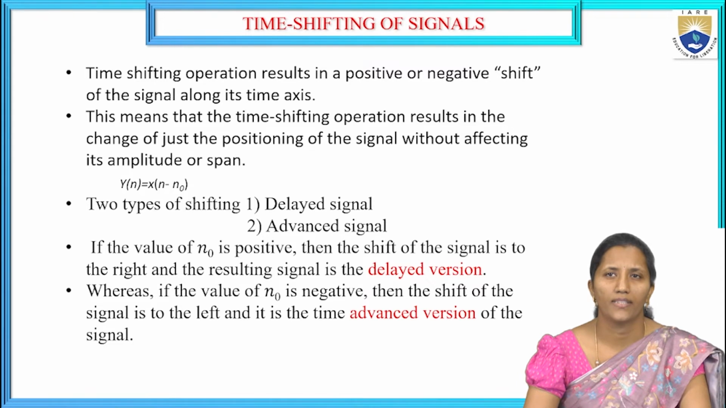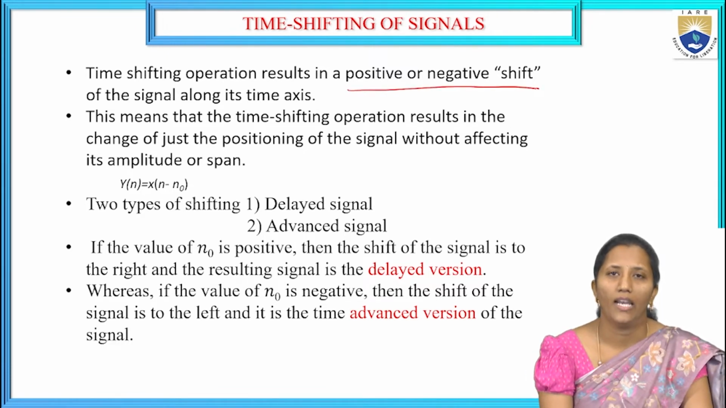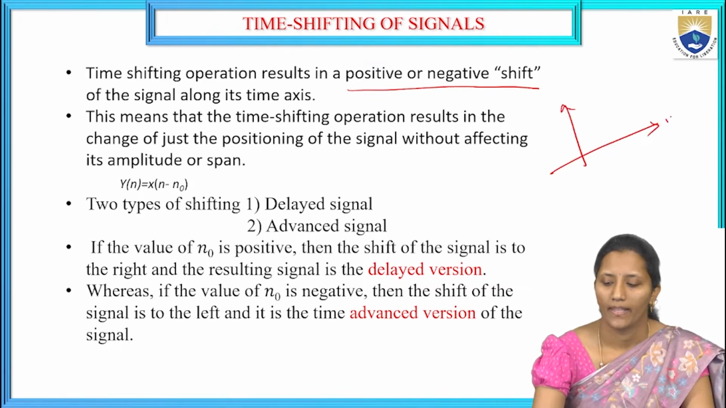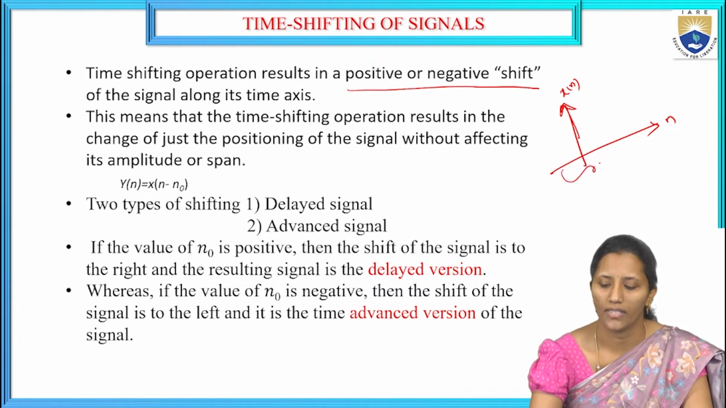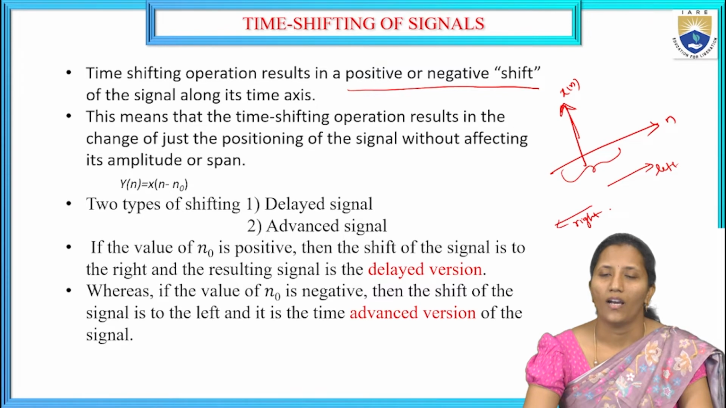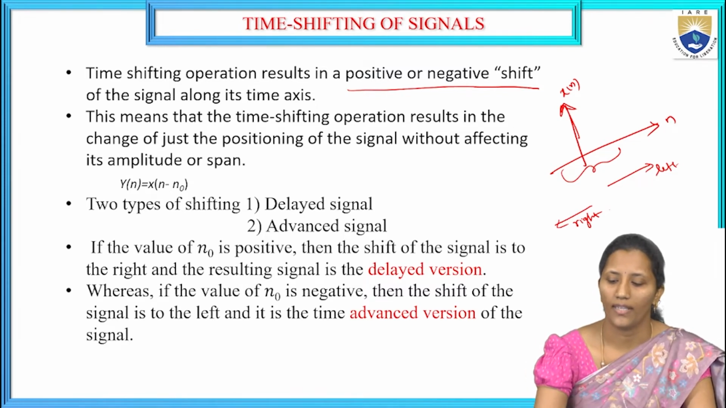Here the time shifting operation results in a positive or negative shift of the signal along its time axis. Either it will be shifted to the left, or the samples will be shifted to the right. This means that the time shifting operation changes just the positioning of the signal without affecting its amplitude value. If we consider the x-axis and y-axis of the signal, the amplitudes remain constant in the time shifting operation. Only the signal is shifted either to the left side or to the right side. That is nothing but positive or negative shifting of the signal along its time axis.